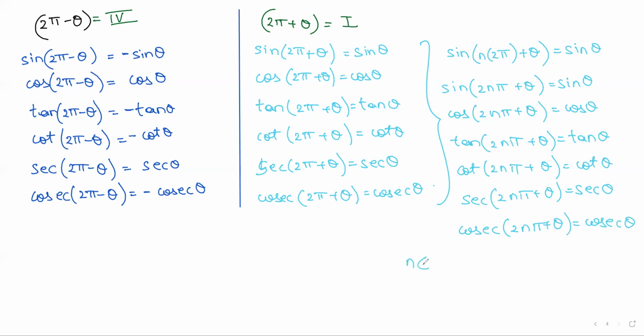Here n is compulsorily an integer, Z. N can also be negative. Even if you write minus 2 pi plus theta, you'll still get the same angle theta. It always gets reduced to theta.